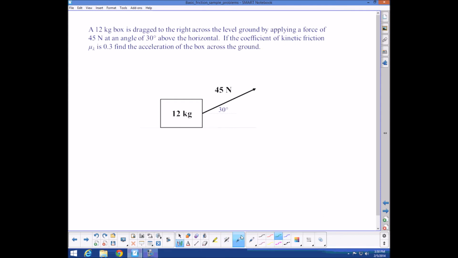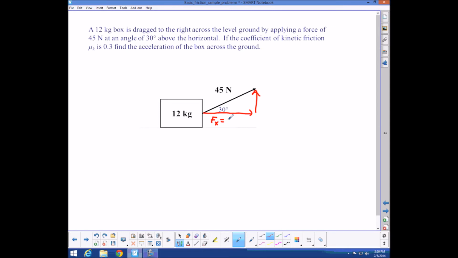In this next problem, we have a box that's being dragged across the ground by applying a force acting at an angle. So this one's going to be a little bit different than the previous two problems. This one, the normal force is not going to equal the weight of the object. So we have this 45 Newton force acting at a 30-degree angle. The first thing that we need to do is we need to break that force into horizontal and vertical components.